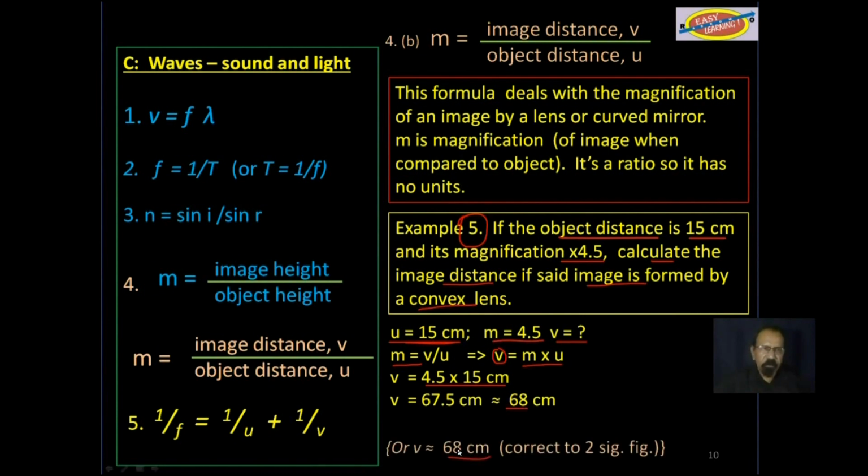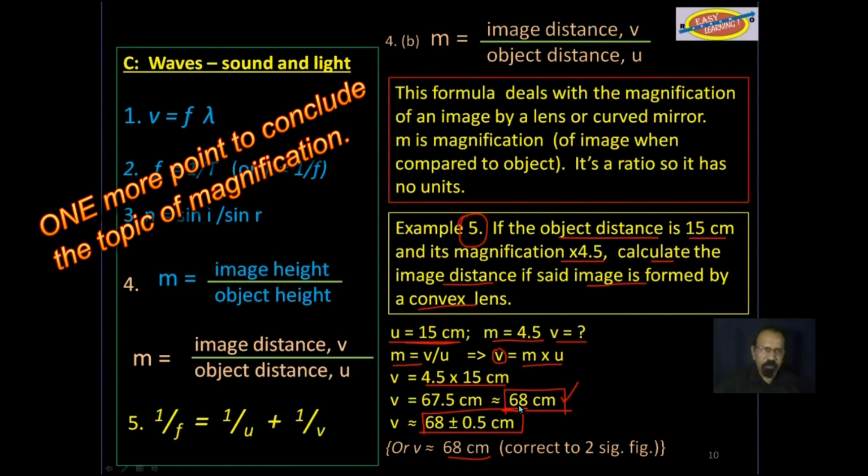This is correct too, but I think that will suffice for CSEC. If you want to be a little more precise, you can always write that: 68 plus or minus 0.5 centimeters. But this should be sufficient for CSEC.